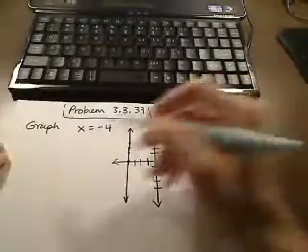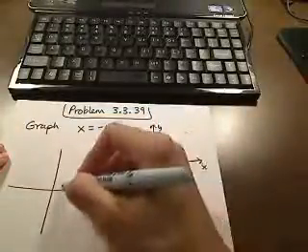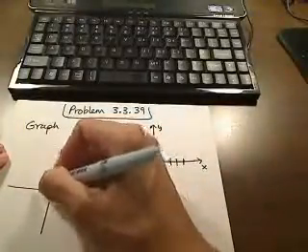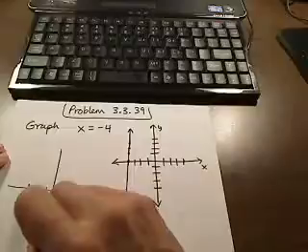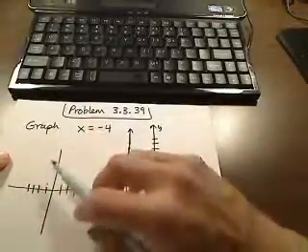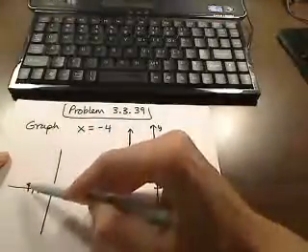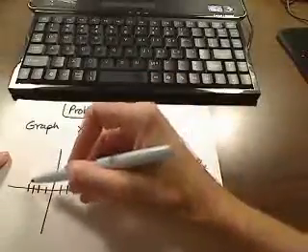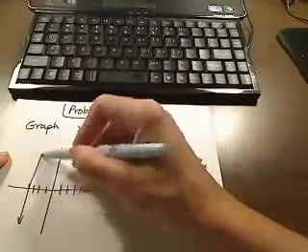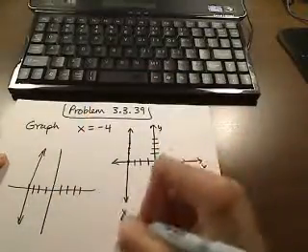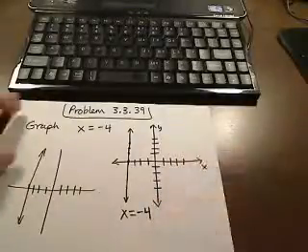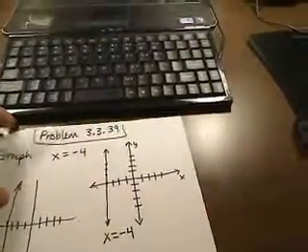The other way to think of this, if you forget whether it's horizontal or vertical, is to just look at the hash mark. If we go to x equals -4 right here, the hash mark is going vertically, right? So we're just going to extend it. Okay, so that would be x equals -4 on that particular problem.